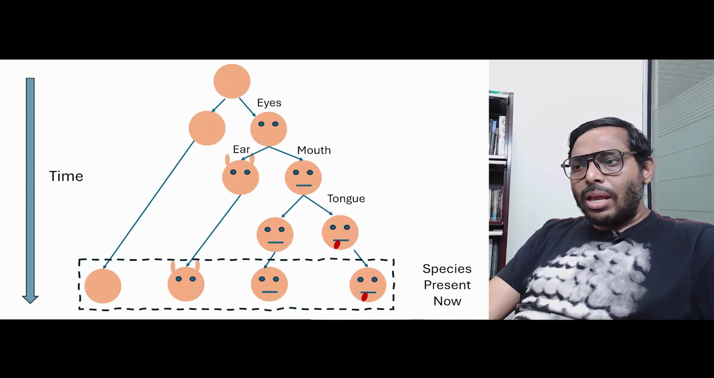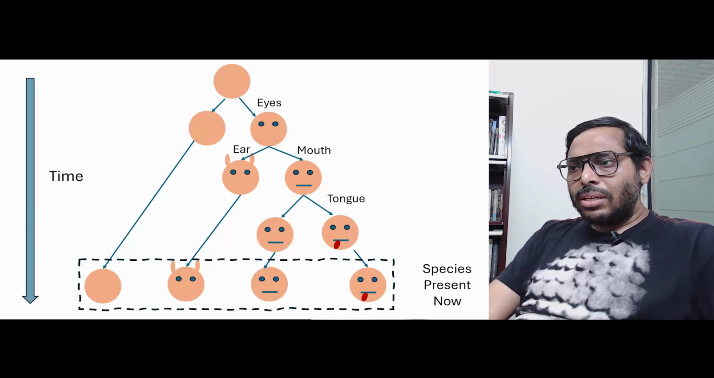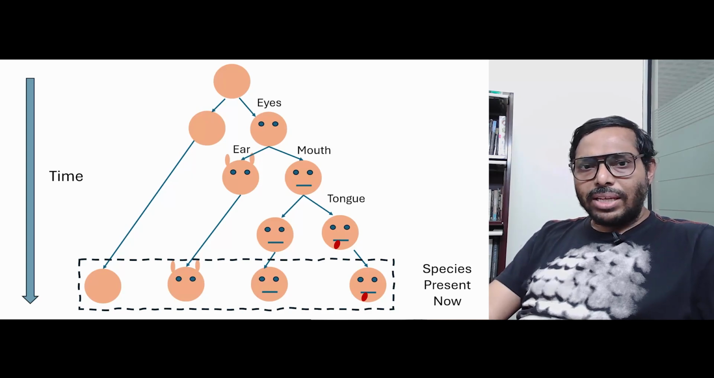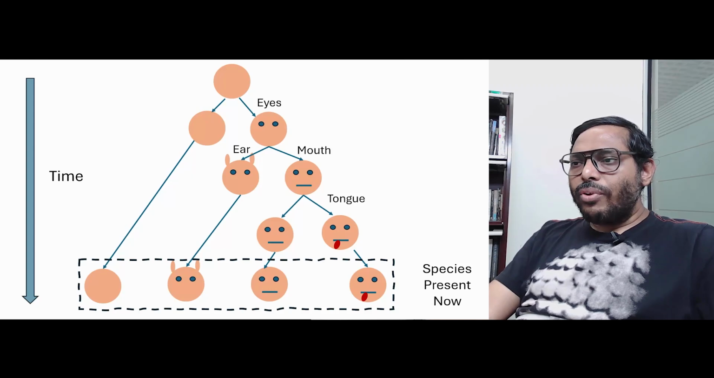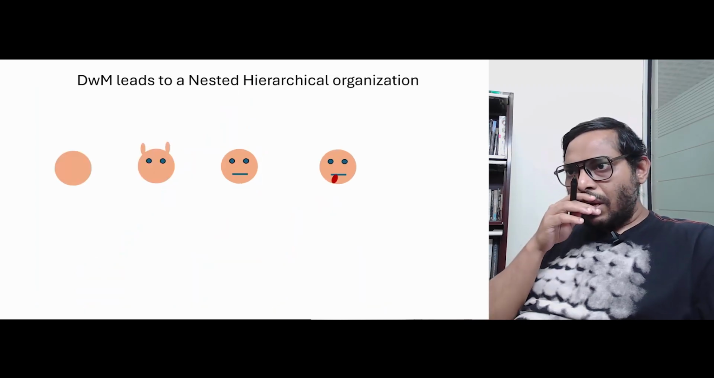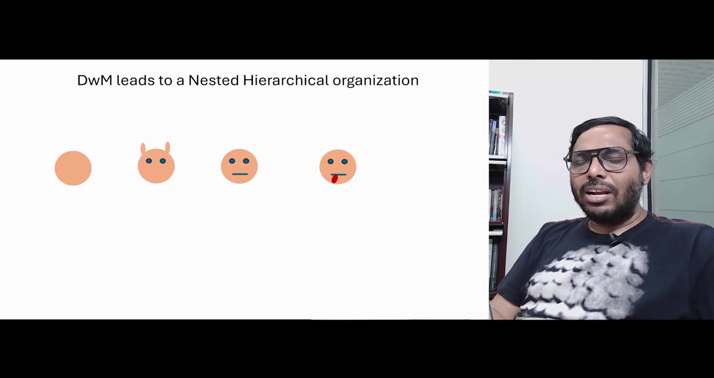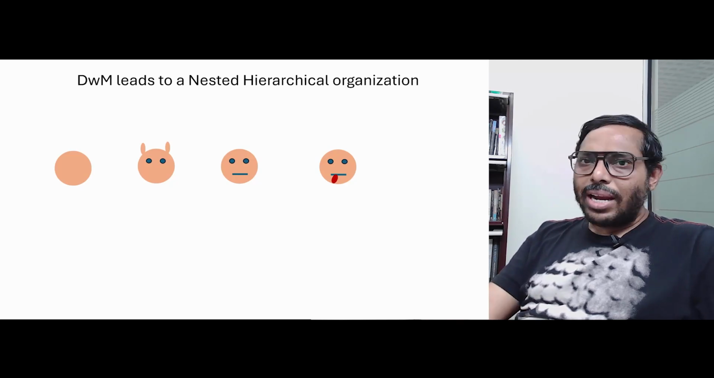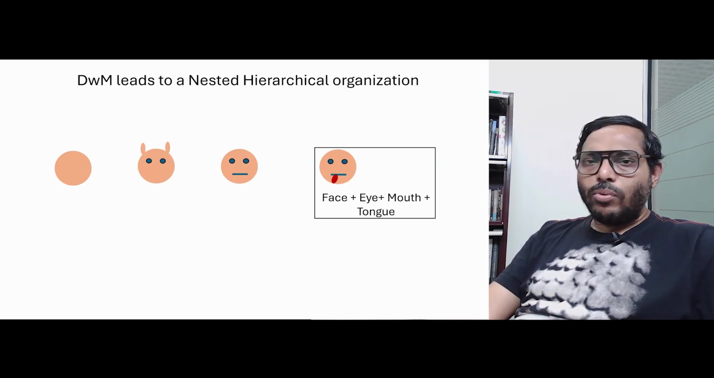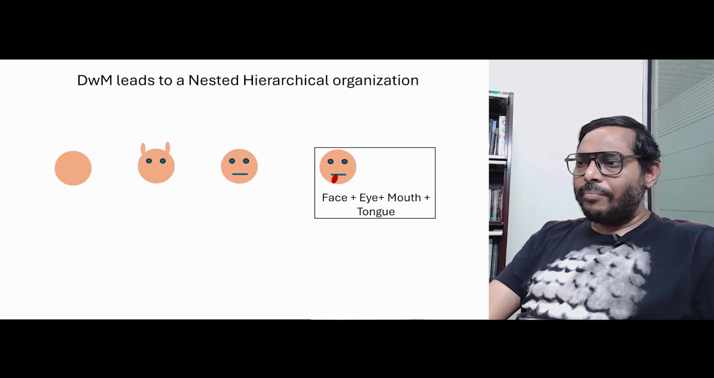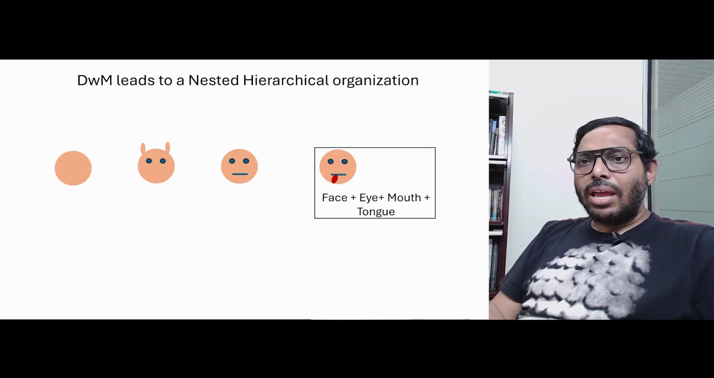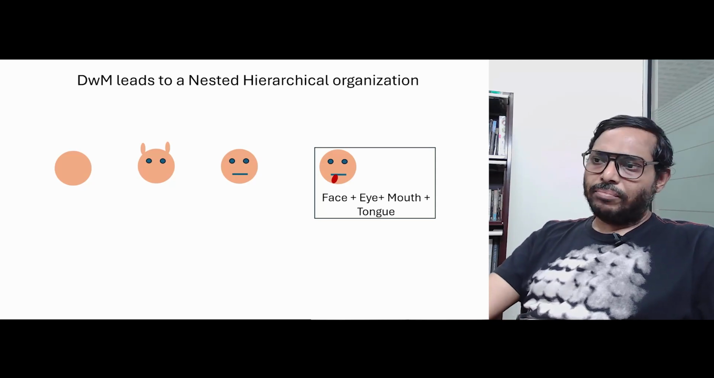Now, remember, this information I do not have, whereas this information I have, these 4 kinds of species. If I look at these 4 species, this automatically leads to what is known as a nested hierarchical organization. What do I mean by that? If you look at it, you have, let us say, this species right on the right hand side, which has a face, eyes, a mouth, and a tongue. All organisms have this, therefore we can recognize it as a species.